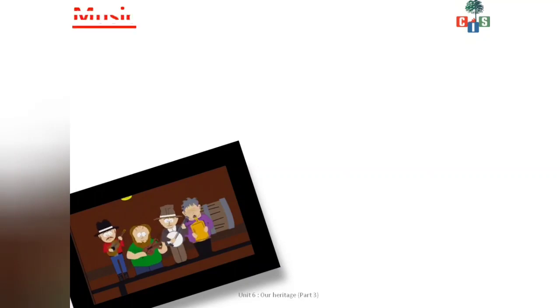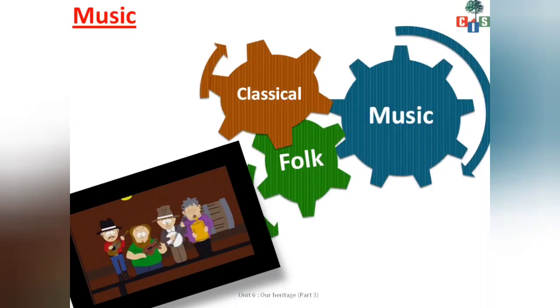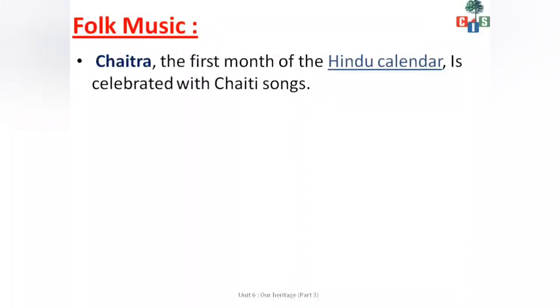Today we'll start with music. So children, let's see, there are two types of music, classical and folk music. What are classical and folk music? Let's start with folk music. Children, folk music is music which is sung on occasions. Now let's see what is written first: Chaitra, the first month of the Hindu calendar, is celebrated with Chaiti songs.